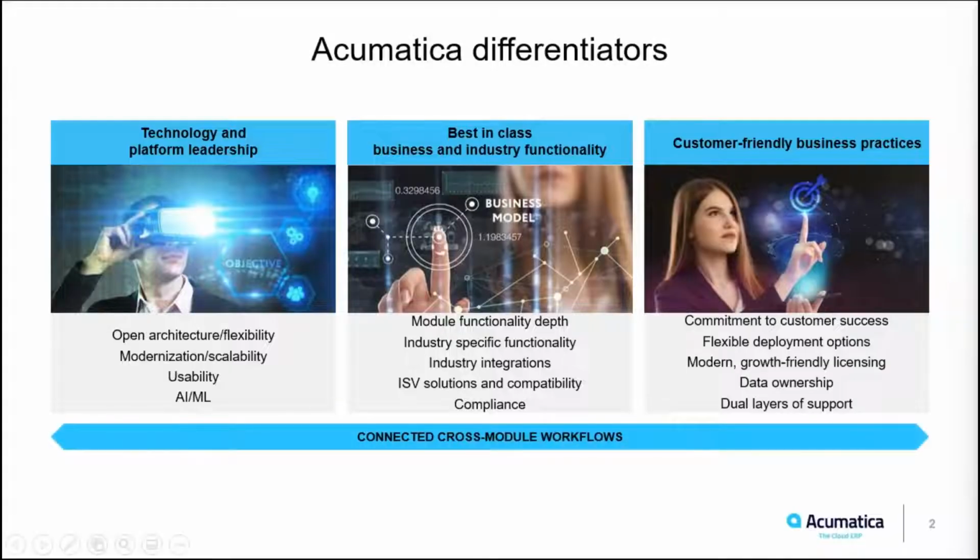Some of the differentiations between Acumatica and other products is Acumatica is really at the top of the technology platform using AI and machine learning. It constantly gets ranked best in class for business and industry functionality. And it's also customer friendly, which you'll see some of today.